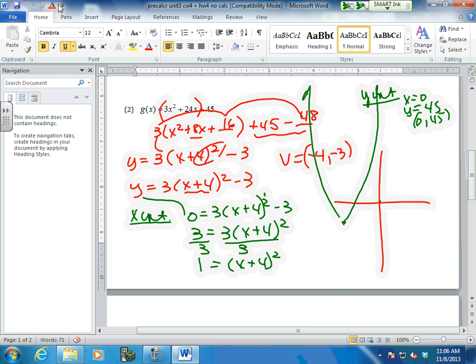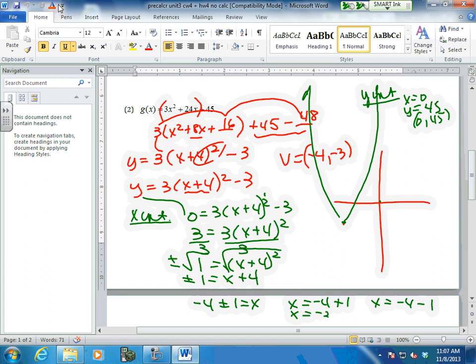How do I undo a square? Square root. When you undo a square, plus or minus, so you've got plus or minus, and what is the square root of 1? 1. Good. x plus 4. Now what's the next thing we have to do? Subtract 4. So, -4 plus or minus 1 equals x. This is a rational one, so we have to resolve this. We have x is equal to -4 plus 1, and x is equal to -4 minus 1.